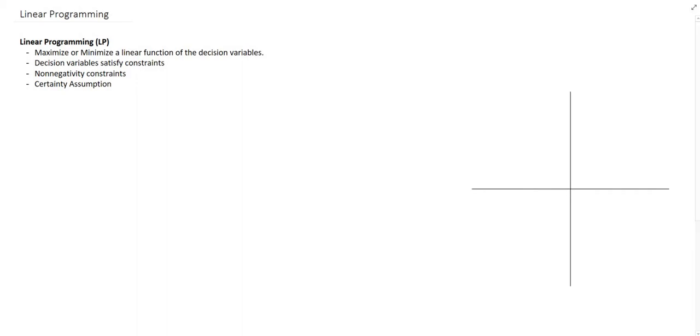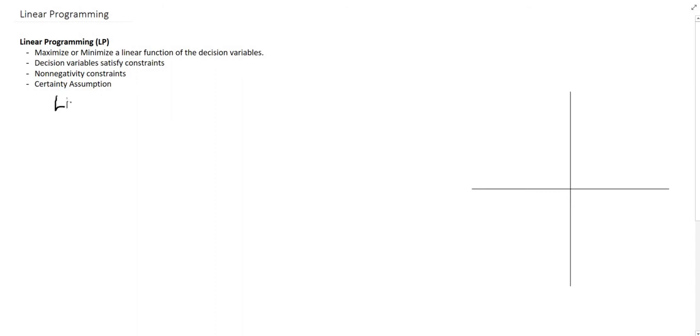Today we will be defining a linear program. Now in the last video we have already looked at a model of a bakery. Today we'll be looking at and defining more of a linear program. So once again, your objective function is to maximize or minimize a linear function of decision variables.